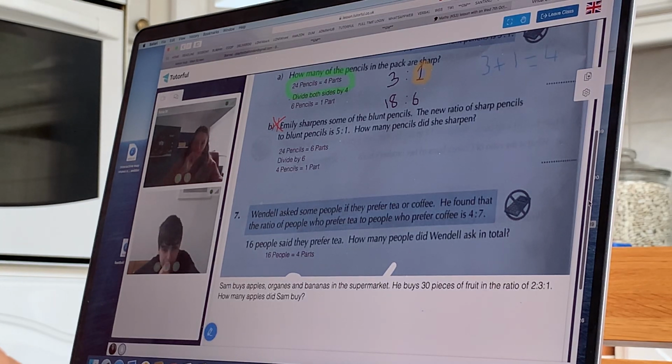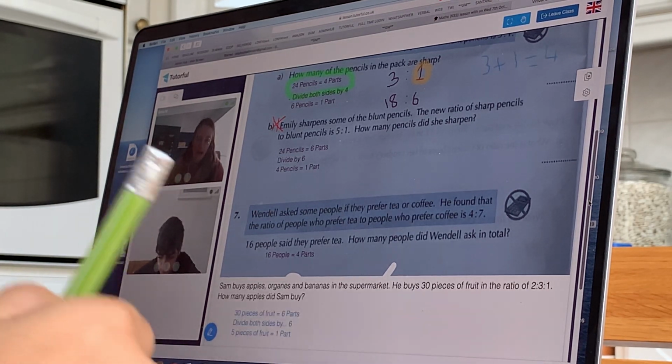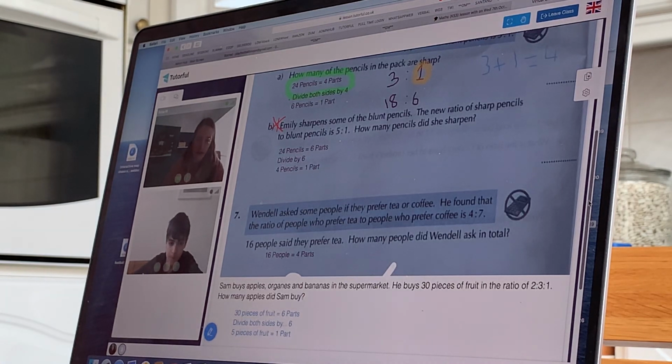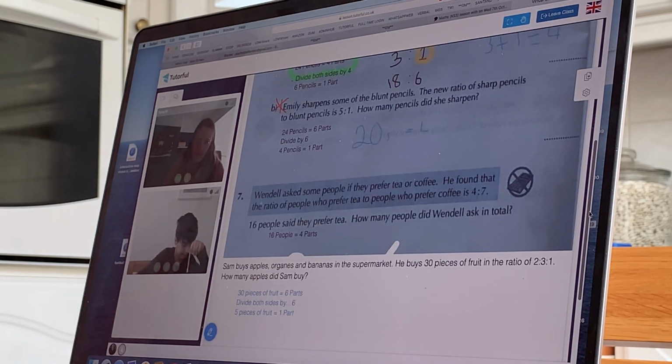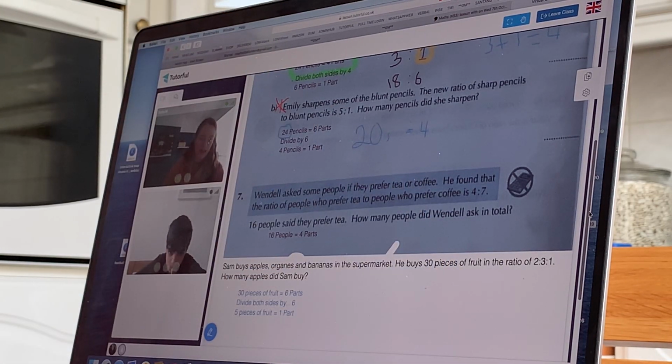So the thing about ratios is, I don't know if you've noticed this. You probably have noticed this. So like before, when we had this pencil question, we had 20 sharp pencils, and then 4 blunt. And the total of this, 20 plus 4, always equals how many we started with, like 24. It has to add up to 30. Yeah, so yours has to add up to 30, the 2, the 3, and the 1.